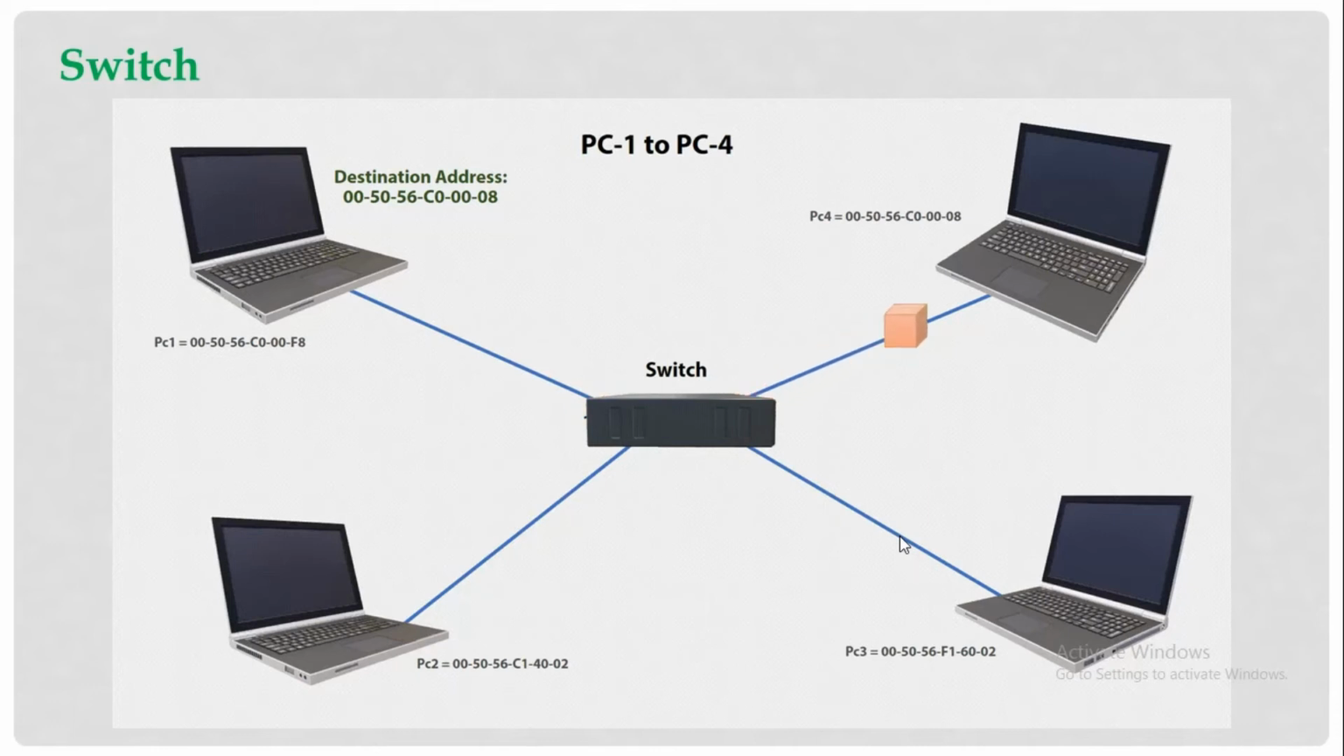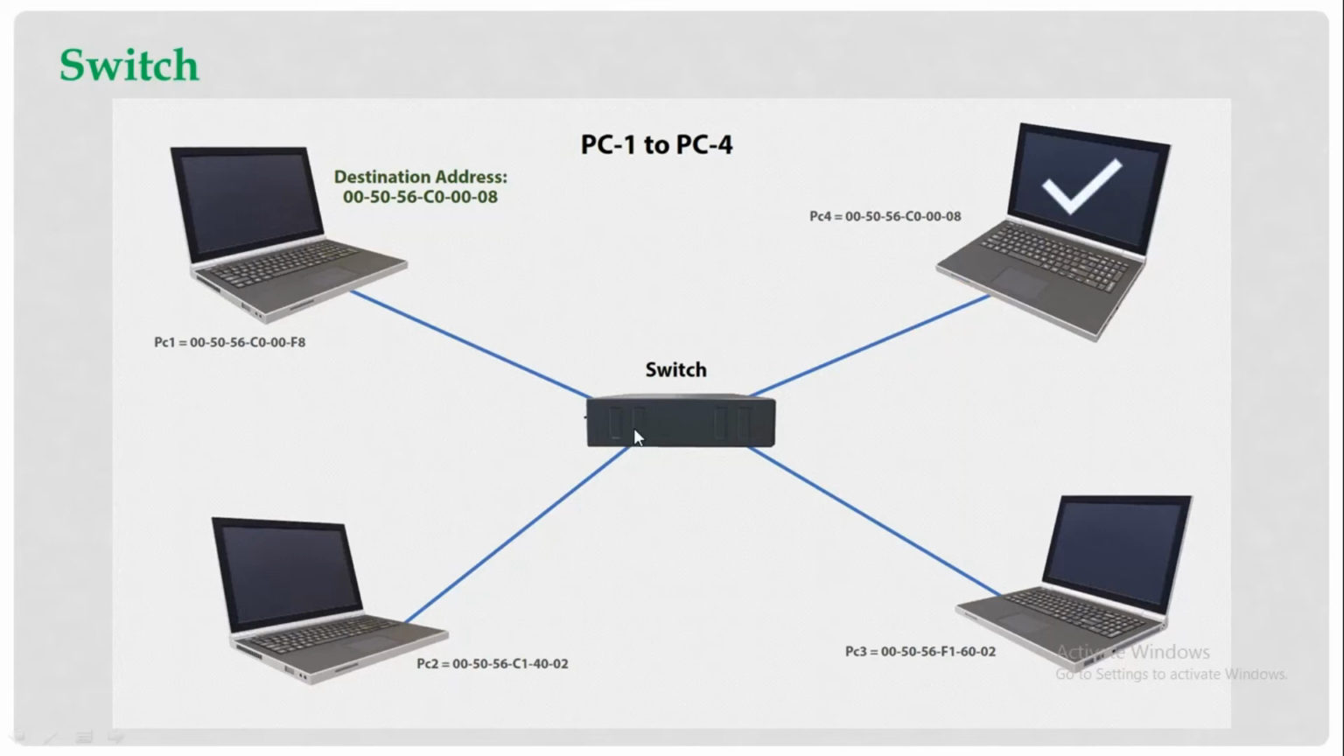A switch is also similar to that of a hub, but the major difference between a hub and a switch is, a hub is a non-intelligent device, but a switch is an intelligent device. Here you can see each and every system can be connected to a switch. For example, we have assumed that there are 4 PCs connected to a switch, and when PC1 has to transmit information to PC4, PC1 transmits the information with PC4's destination address.